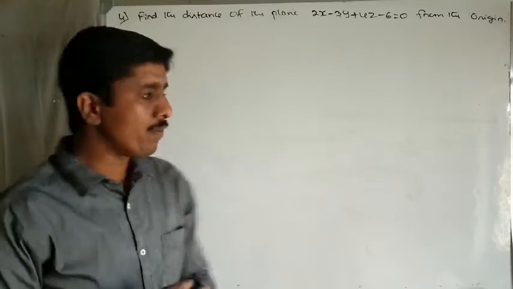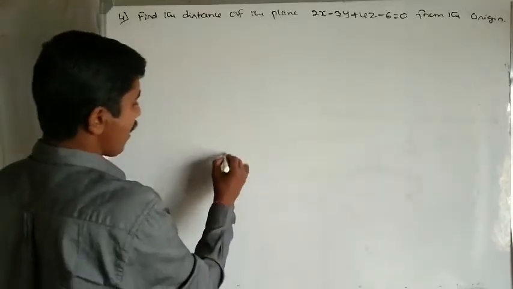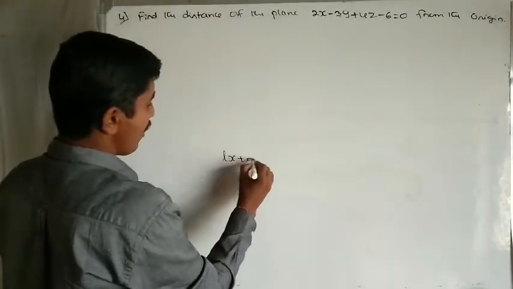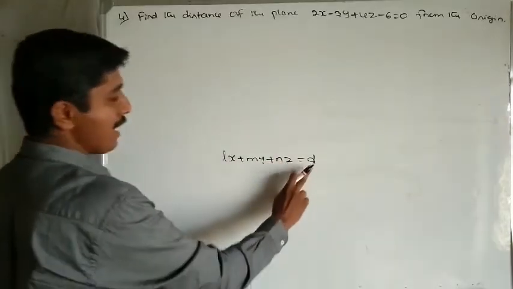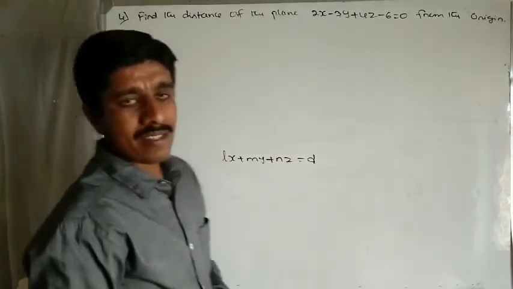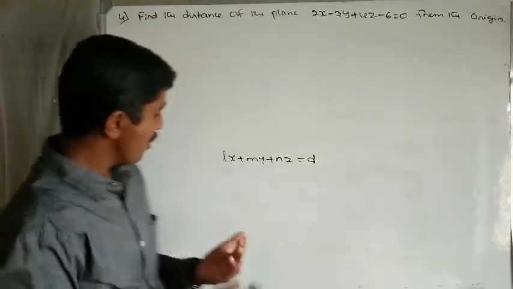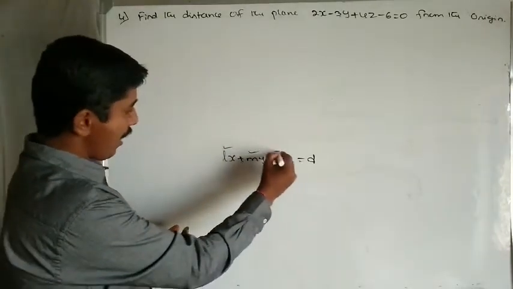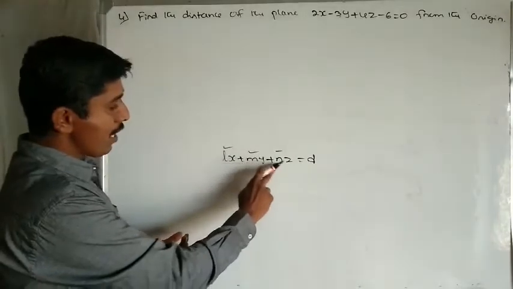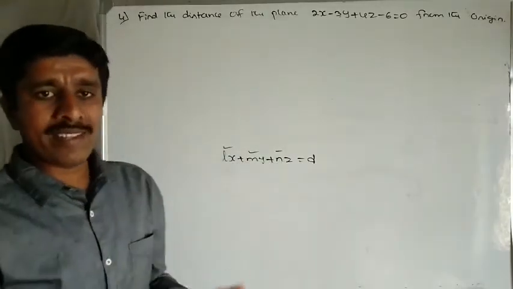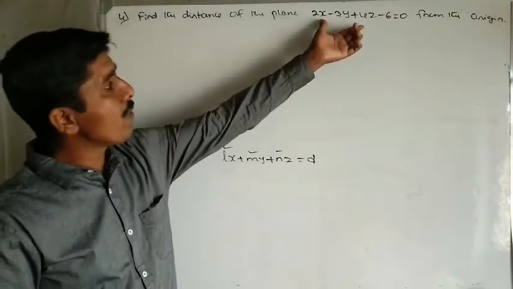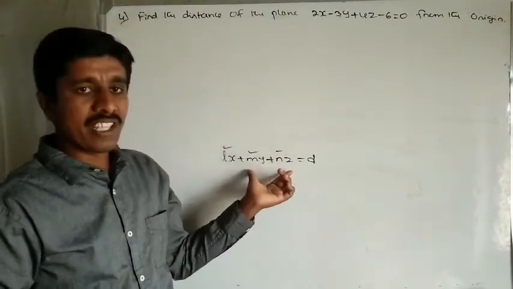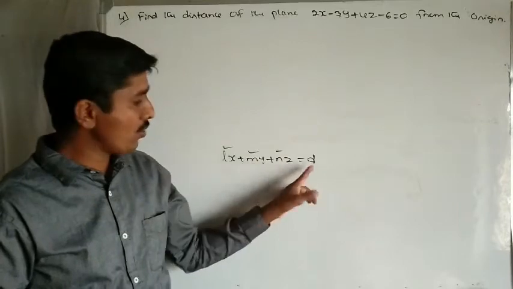The Cartesian equation of the plane is given by Lx plus My plus Nz is equal to d. Mind it, here d is called the distance of the plane from the origin, and L, M, N are the direction cosines of the normal to the plane. First I am going to express the given plane in this Cartesian form.